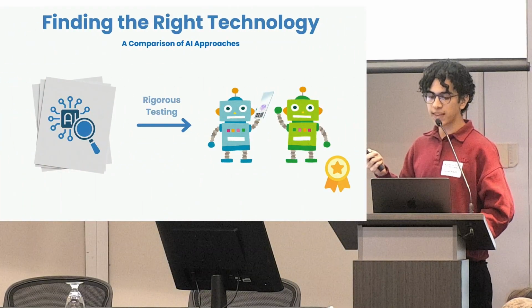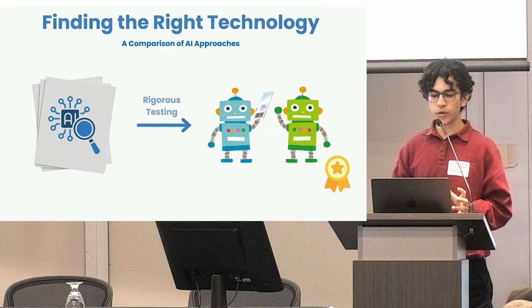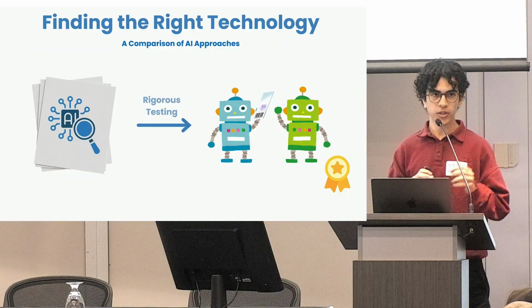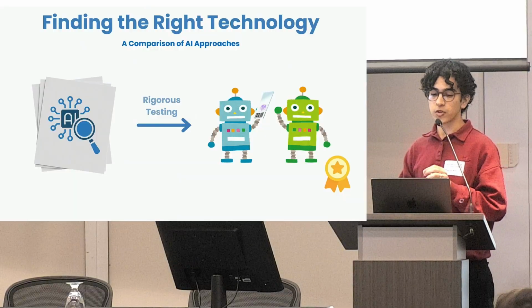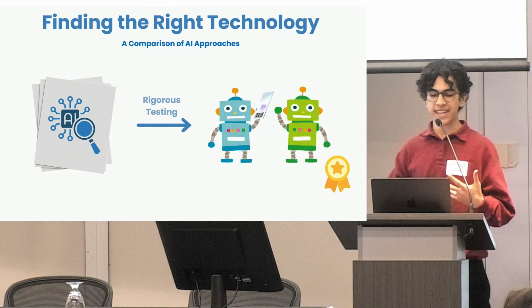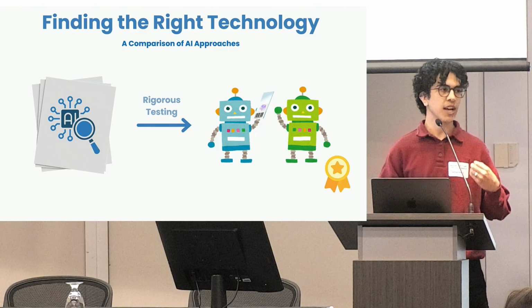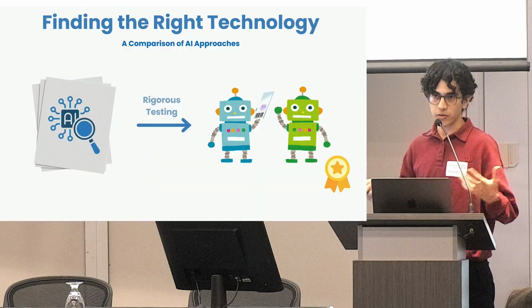So we have that initial step. We need to teach our computer how to accurately find the oysters on the slide. And to find the best technology for this job, we didn't just use one method. We tested many different AI approaches to see exactly which one would be the most accurate. But to compare them, we first needed a clear way to measure their success.